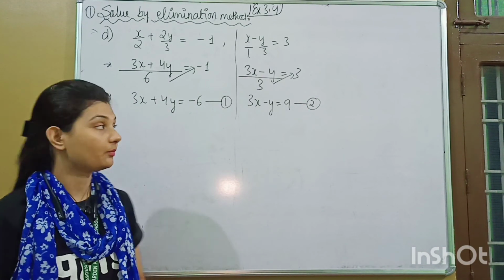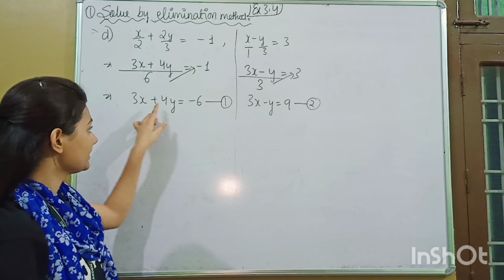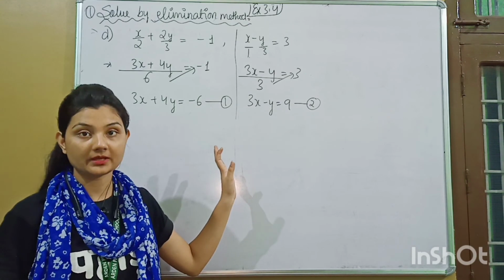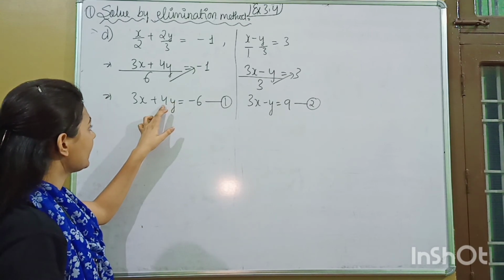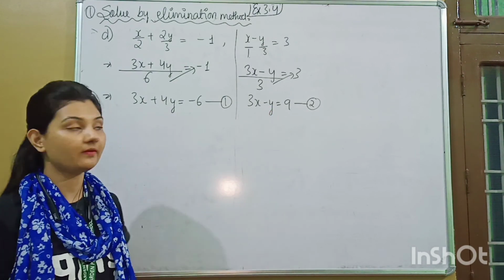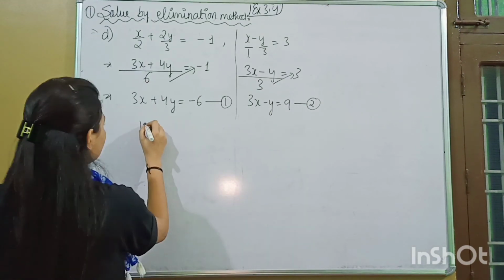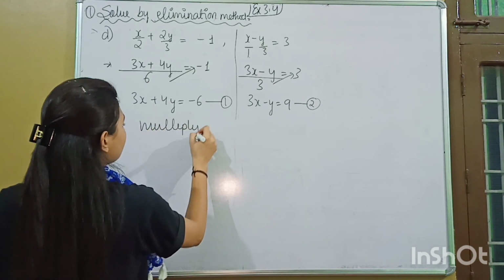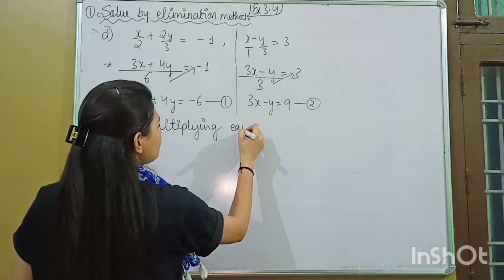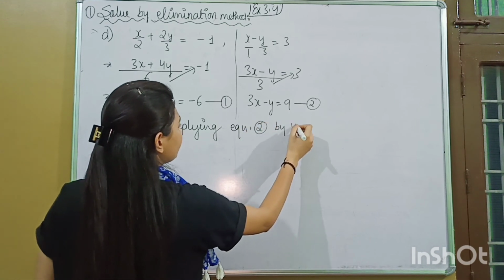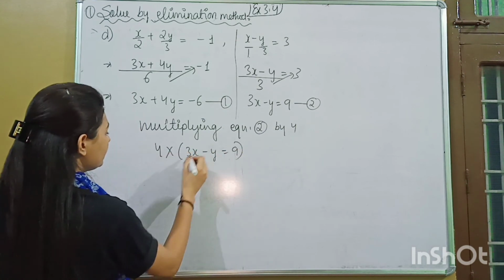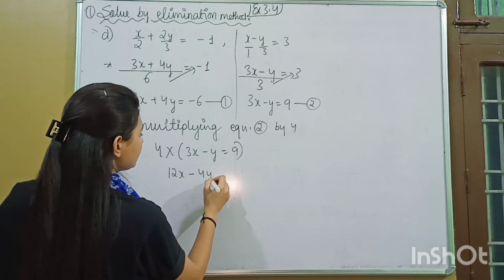Now again we will see which variable has opposite signs here. See y, here it is positive and here it is negative. So we will remove y from here. Now again we have to make the coefficient equal. Here the coefficient of y is 4, but here it is 1. So if we multiply this y by 4, we will get 4y only. So what we will do? Multiplying equation 2 by 4, that will be 4 into 3x minus y equals 9. So 4 into 3 is 12x minus 4y equals 36.